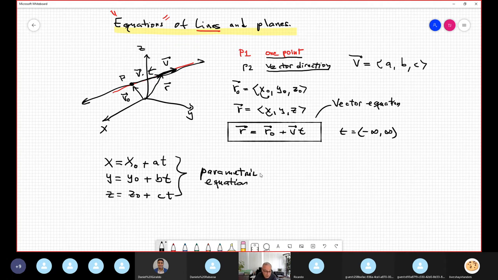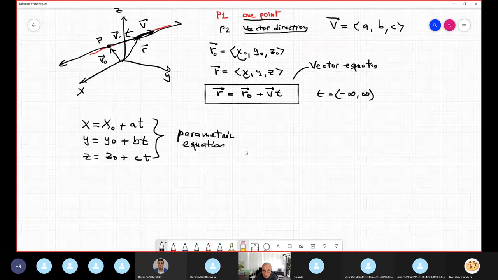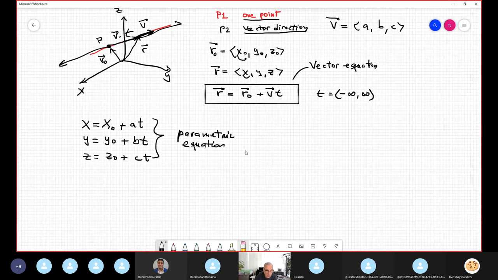Okay, parametric, parametric. And we have another kind. Yes, we have another, and everything is important. The vector equation, important. The parametric equation, important. And another equation that we study now is important. It's the symmetric equation.